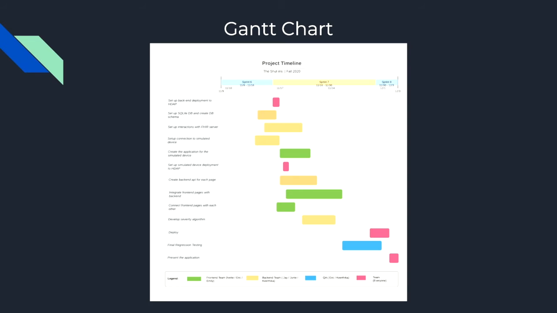We will also begin creating the application for the simulated medical devices and begin creating the backend API for each page. This will take us into the following week, in which we will complete these tasks and integrate the front-end pages with the backend API. We will also develop our severity algorithm in the second week of the sprint.